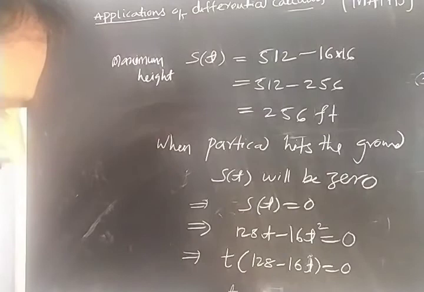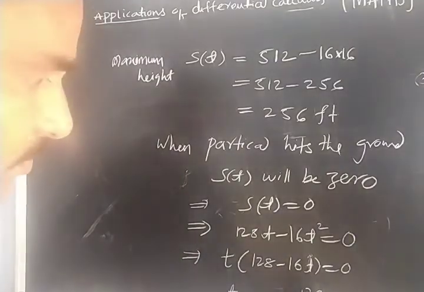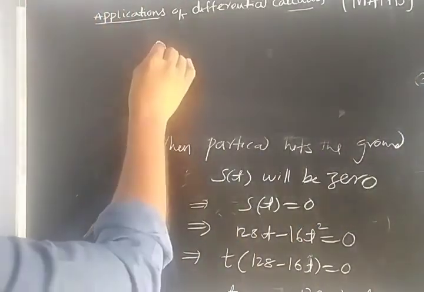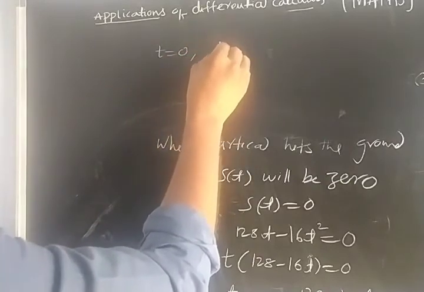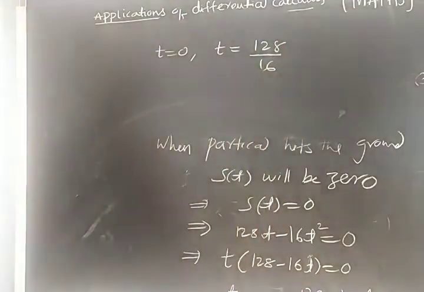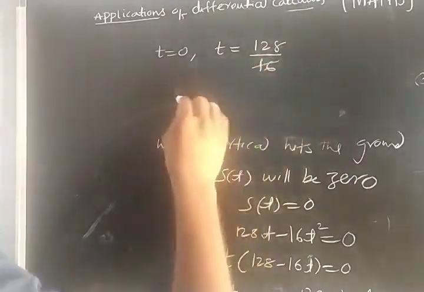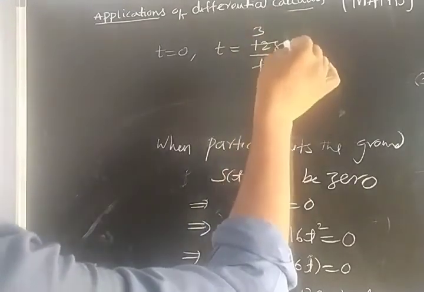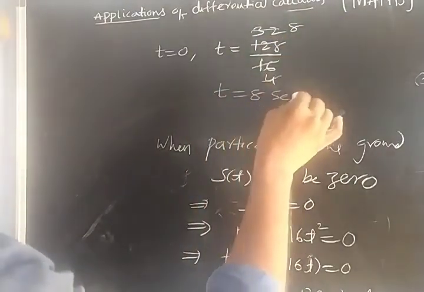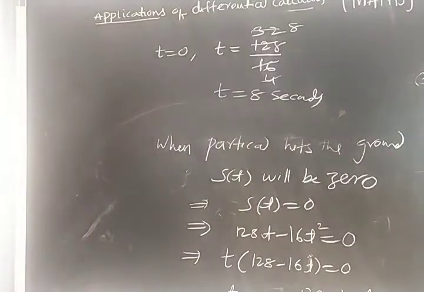You will get t equal to 0 and 128 minus 16t is equal to 0. Two factors. t equal to 0, t equal to 128 by 16. 4 eights are 32, so t equal to 8 seconds. So t equal to 0 and t equal to 8 seconds. The particle is at the ground at 8 seconds.